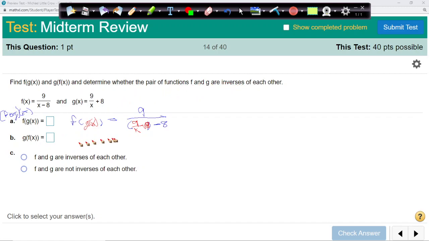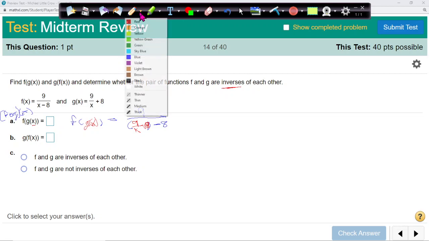And why we're doing this is to see if they're inverses. What makes them an inverse? Notice we start at x. If we end at x, then they're inverses, because we do something and then we undo it. That's what an inverse does. An inverse undoes what the first thing did. So if we end up back at x, then it's an inverse. If we end up at anything else, it's not an inverse.